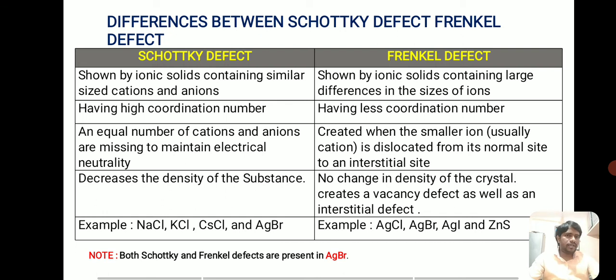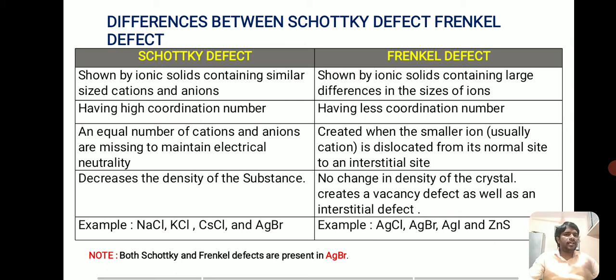What happens in Frenkel defect? It is created when the smaller ion is dislocated from its normal site to an interstitial site. Next point, decreases the density of the substance. In Schottky defect, because of this defect, density decreases. What happens in Frenkel defect? There is no change in the density of the crystal.